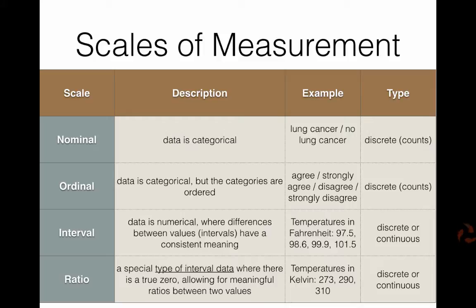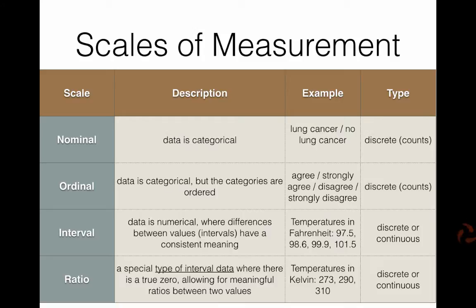The first scale of measurement listed here is nominal, where the data are unordered categories. The dichotomous example given is lung cancer or no lung cancer, where the data are counts for each category. There can be more than two nominal categories.